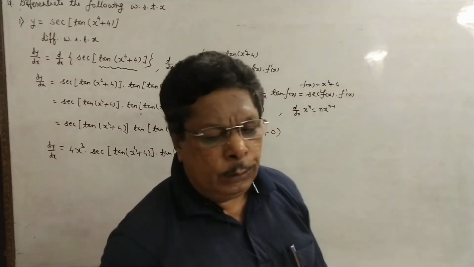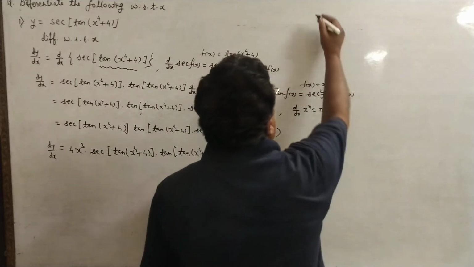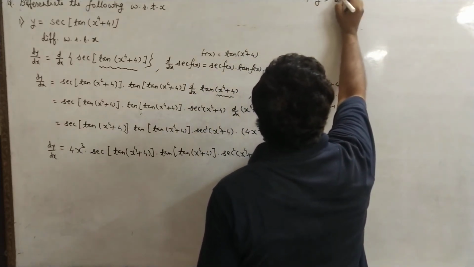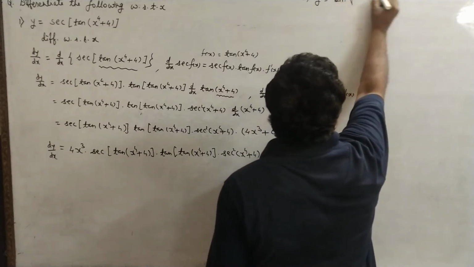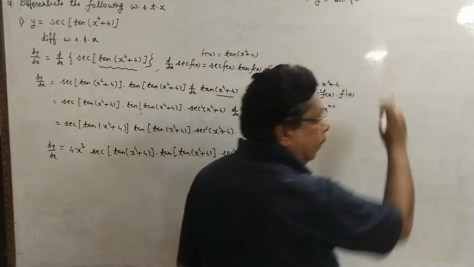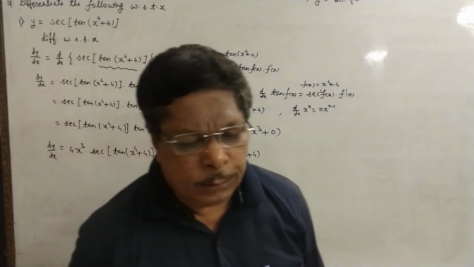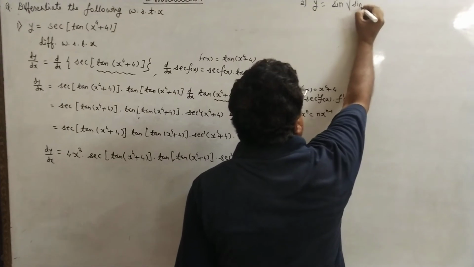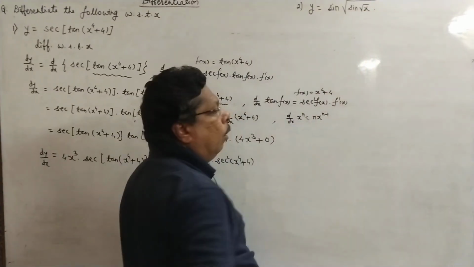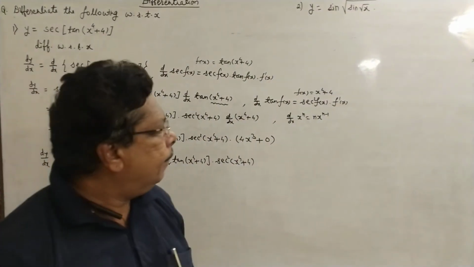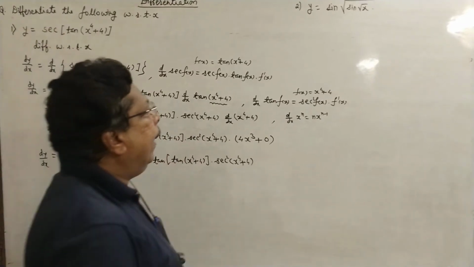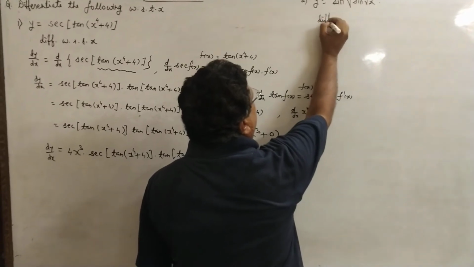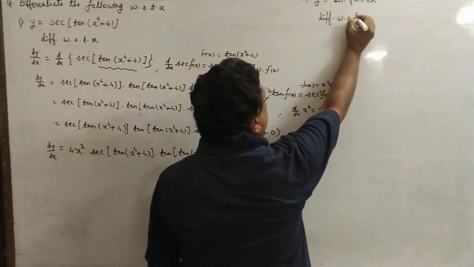Y equal to sine of root sine root x. We have to differentiate this. Okay. Now see, differentiate this with respect to x.